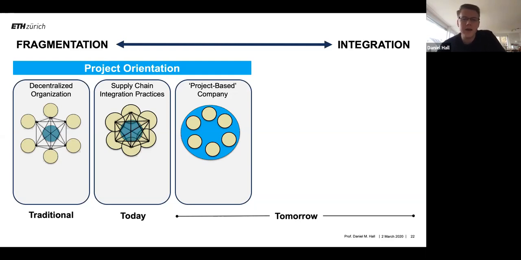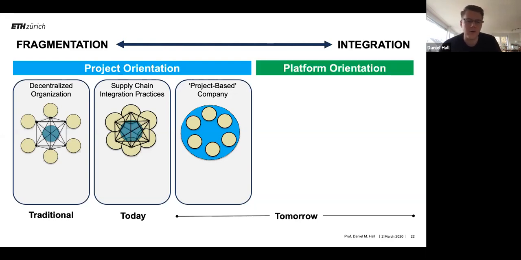If you think back to the original set of slides, we talked about the longitudinal fragmentation where projects start and end and the teams break apart. These projects all still have that same problem where you do a project, the project ends, and all the knowledge tends to get lost. So what we're really seeing, and what I really want to talk about a lot today, is this new platform orientation.